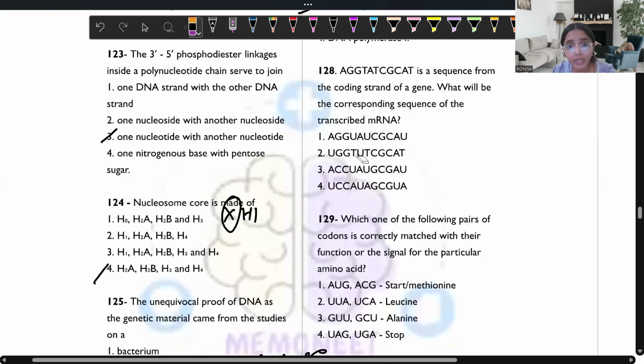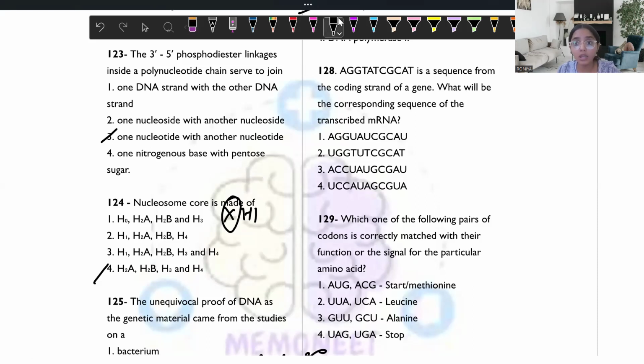Question 128: AGG, TAT, CAT is a sequence from the coding strand of a gene. What will be the corresponding sequence of transcribed mRNA? mRNA and coding strand have the same sequence, except that in place of T, you have U. So you will have A, G, G, U, A, U, C, A, U. Yes, that is option number 1.